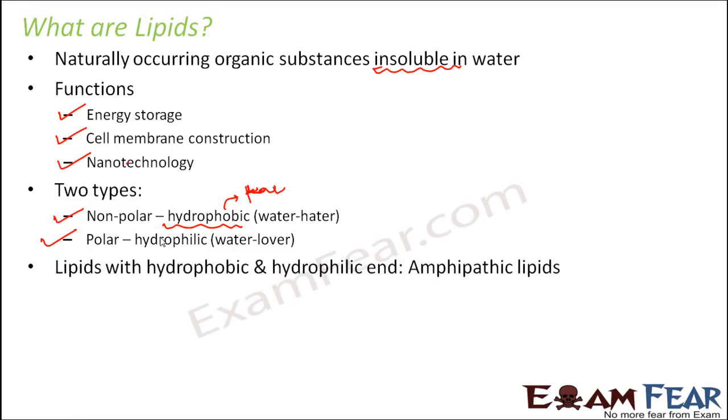However, there are certain lipids which have both a hydrophobic and a hydrophilic end. Maybe one end is hydrophobic and the other end is hydrophilic. These kinds of lipids are known as amphipathic lipids. You might be wondering why I am talking so much about lipids here. That's because when I start explaining the structure of the plasma membrane, I'll talk about these hydrophobic ends, hydrophilic ends, lipids, all these things, so you should have a basic idea. Now when we talk about the structure of plasma membrane, we will talk about amphipathic lipids.